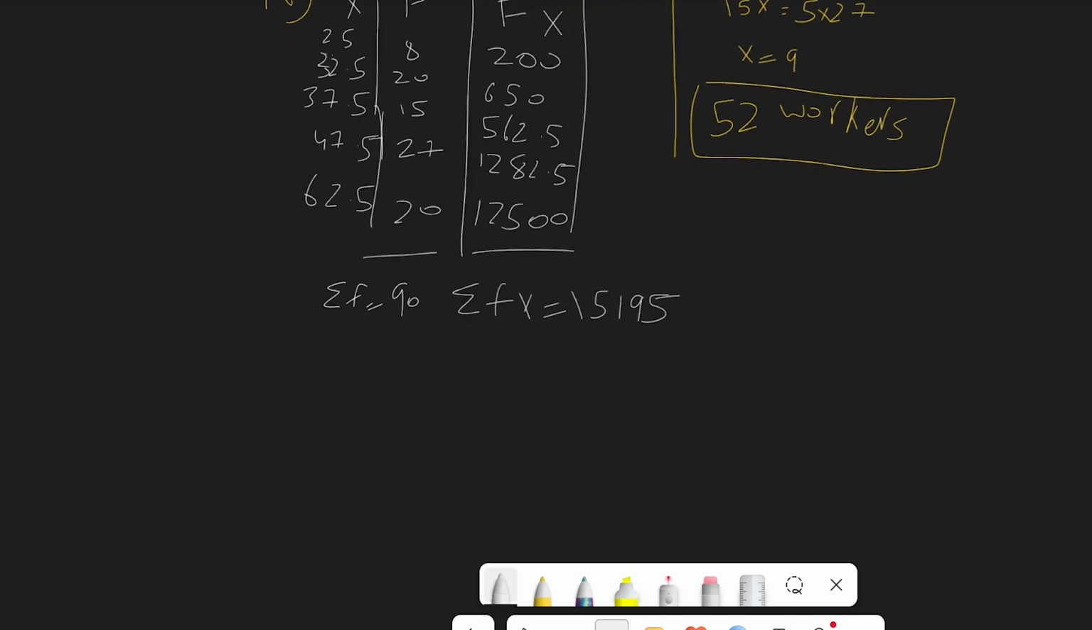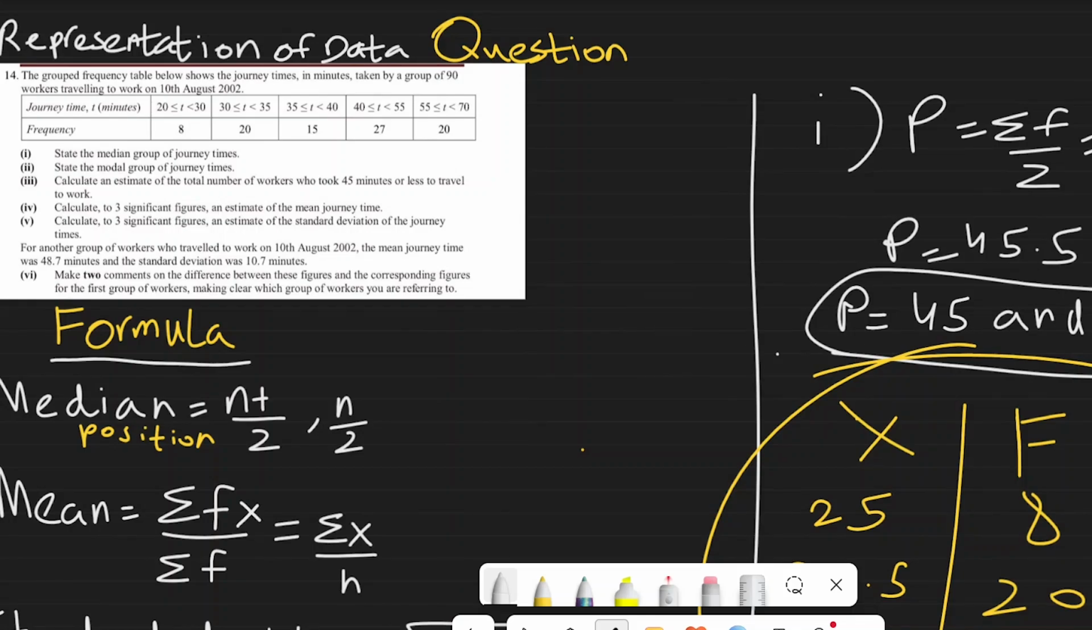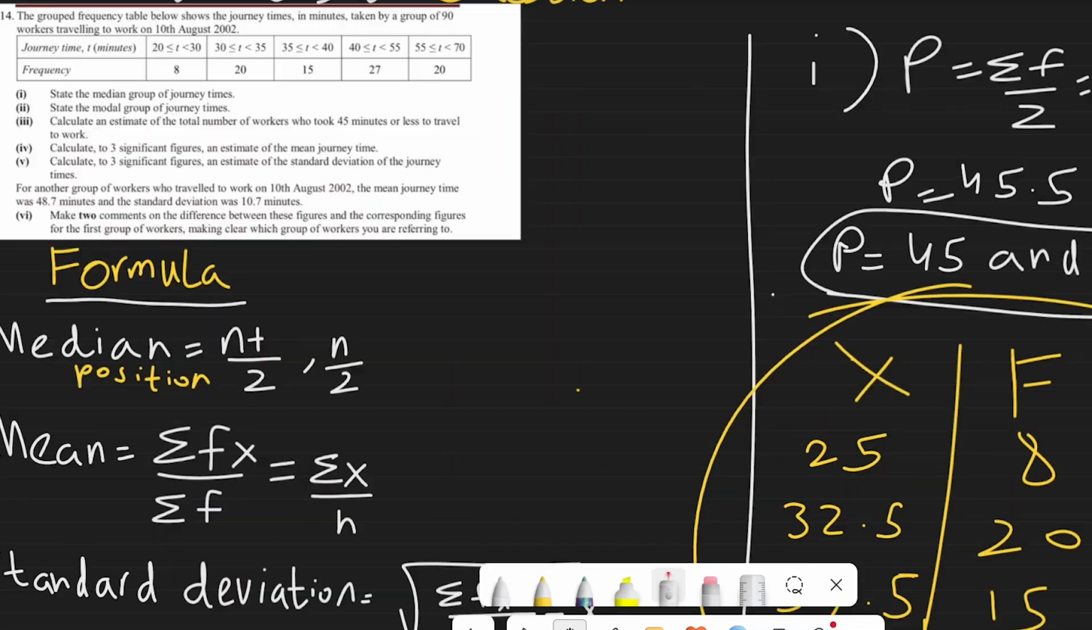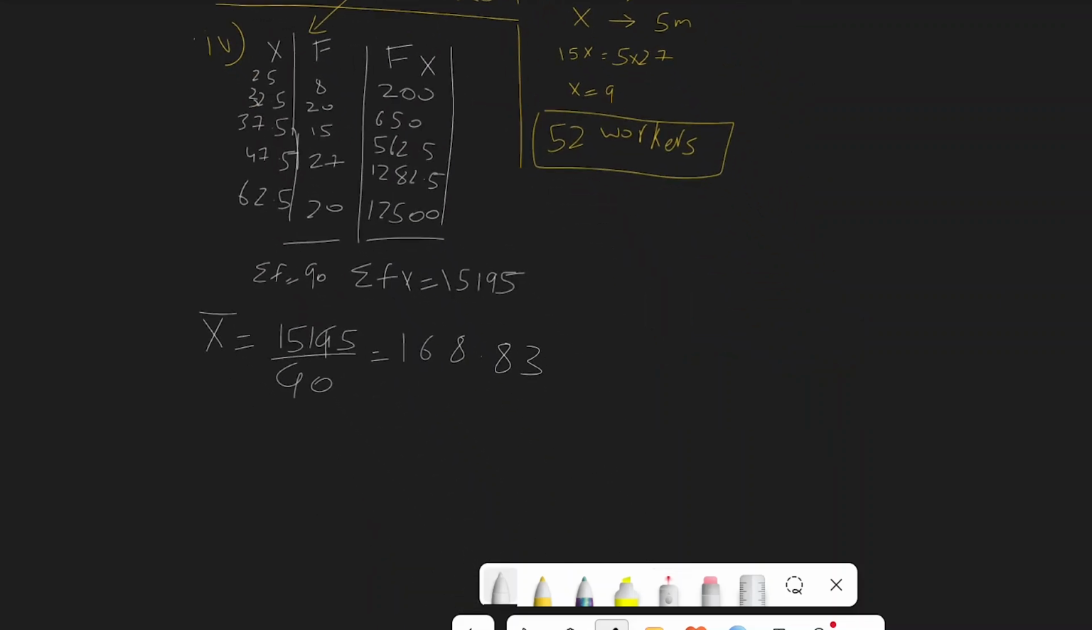For the mean, we can calculate the mean of x would be 15195 over 90, and that would be equal to 168.83. We need the answer in 3SF as it is written over here. So for 3SF we will simply round it off, and that would be 169.